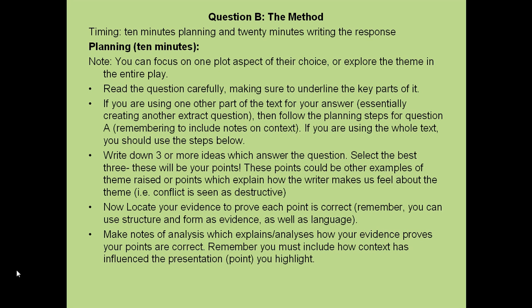And I think obviously you need to be looking at using the whole text as well, because that makes you sound more assured, makes you more sophisticated. However, if you're able to produce 3 excellent points based on one particular extract to answer the question, do it. Obviously, read the question carefully. Always make sure to underline the key parts of it to make sure you're not getting it wrong. Then, if you are using another extract of your choice, you're pretty much going to follow the method that's been explored for question A, but obviously you must remember to include context. If you're going to use the whole play, then obviously continue to listen.